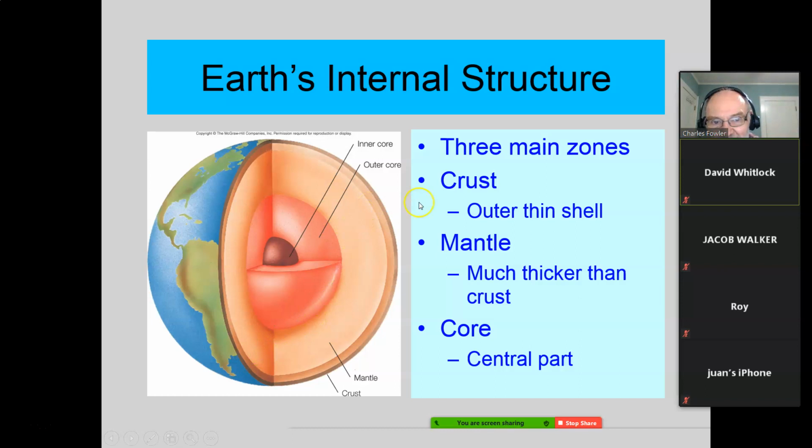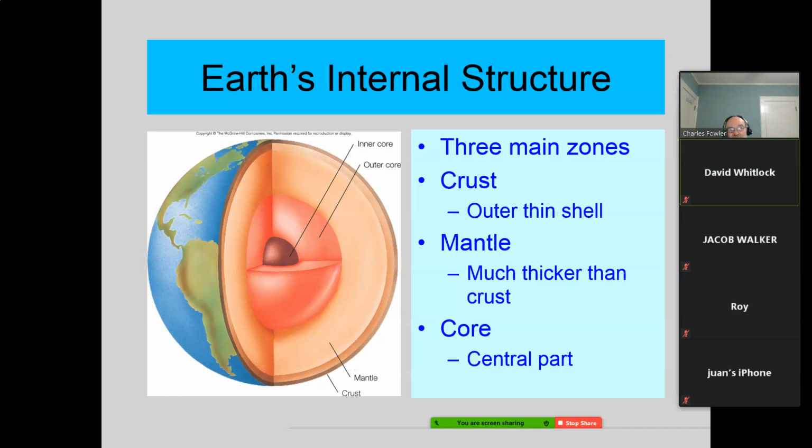Okay? That's the outer, very thin shell. Everything we have ever done on the surface of the Earth has been within the crust. The deepest mines that we have ever drilled are still in the crust. We say it's a thin shell. What we mean by that is only a few miles thick.